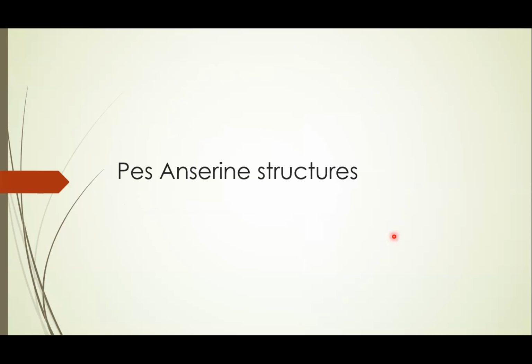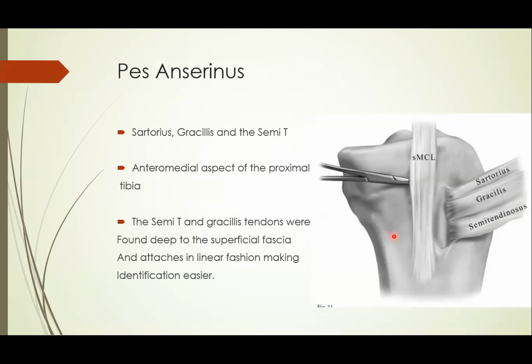Next are the pes anserinus structures. These attach in a linear fashion coming from posterior medial and attach over the anterior medial aspect of the proximal tibia in the order of sartorius, gracilis, and semitendinosus. The sartorius being the superficial of the three, and gracilis and semitendinosus found deeper to the superficial fascia.